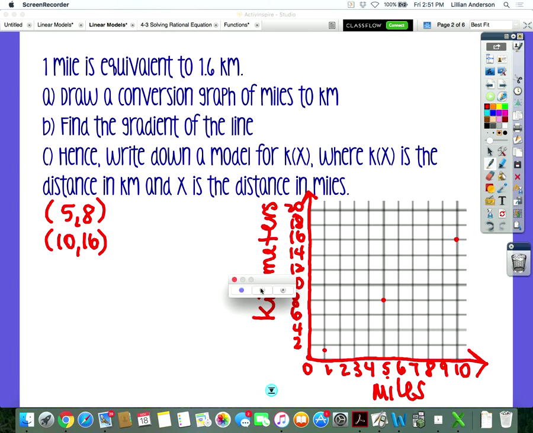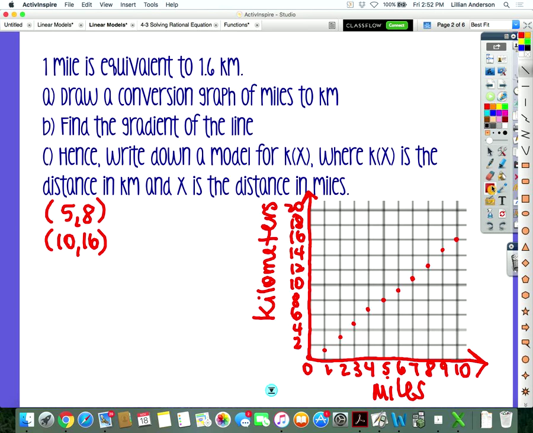All right, so when the miles is 2, what's the kilometers? 3.2. Okay. And then when it's 3? 4.8. All right, continue filling them out. 4, 6.4. And I know 5, 8, 6, 9.6. 11.2, 12.8, 14.4. So then we got 16.